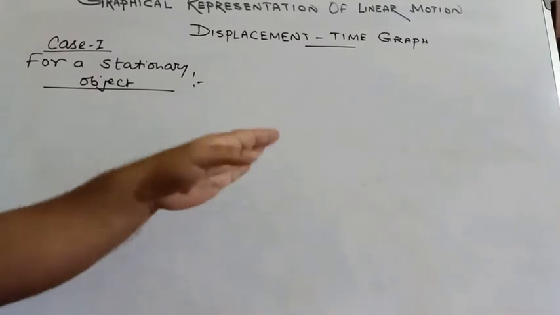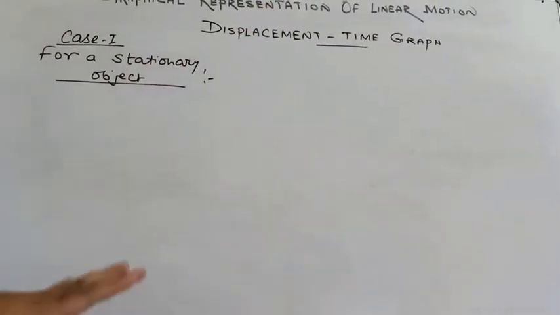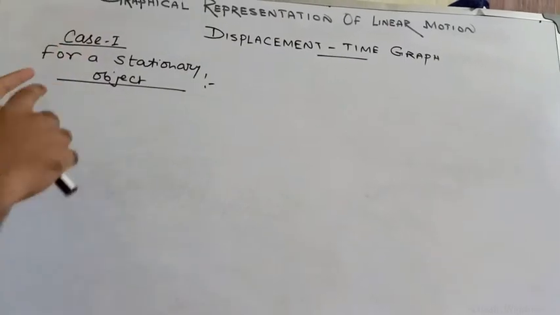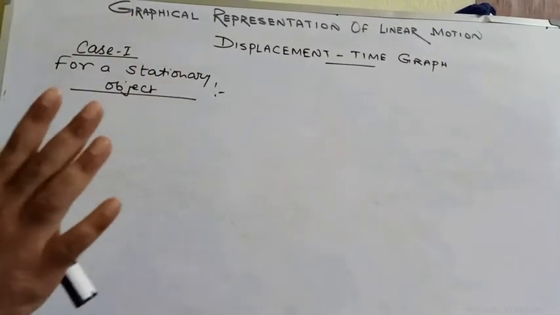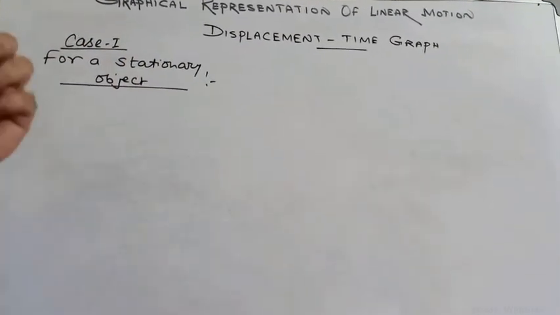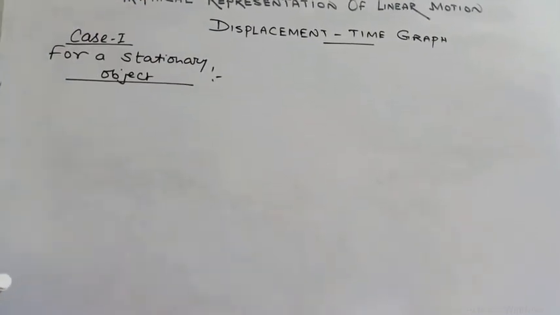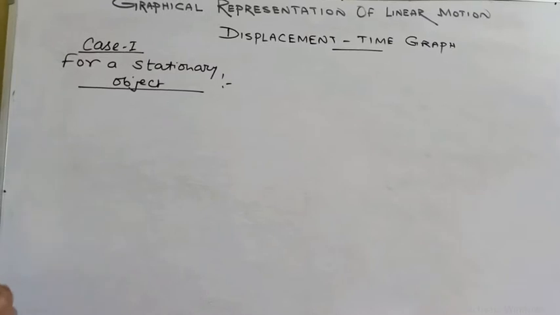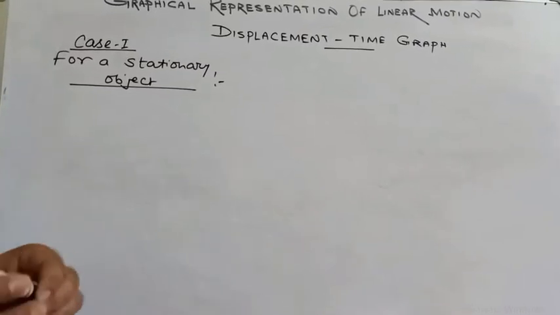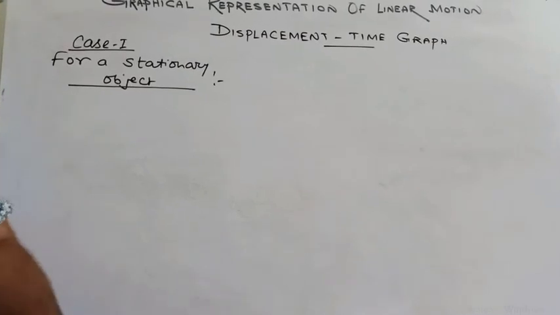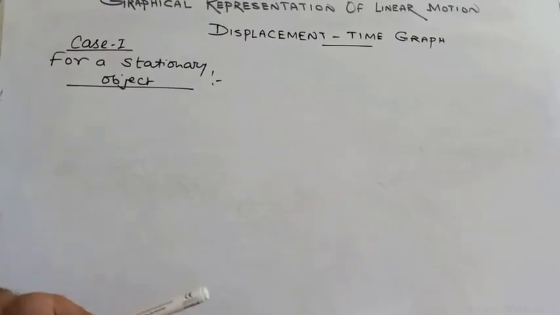Okay, you have to calculate the slope. Now I will discuss a few cases here. This is case 1. Case 1, what is this? For a stationary object. So if the position of a body doesn't change with time, the body is said to be stationary. Okay, it will not move. And the displacement measured from the origin at all instants is the same.